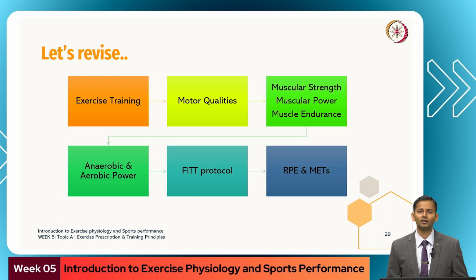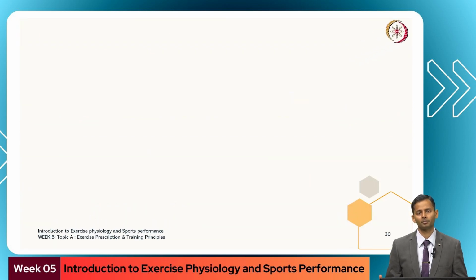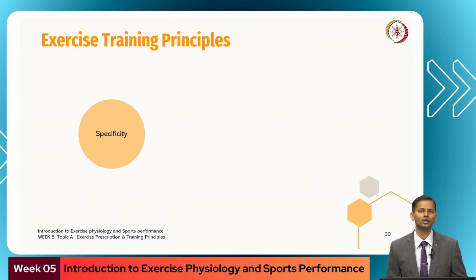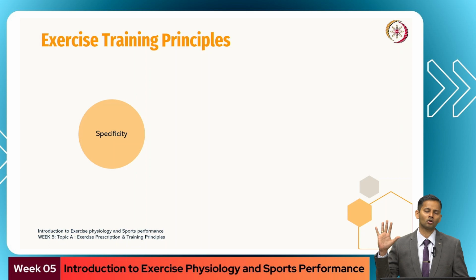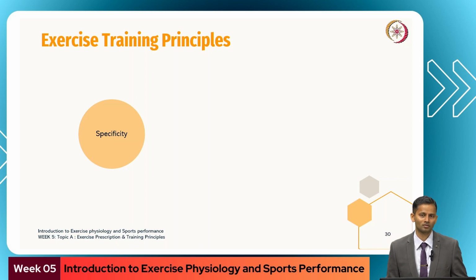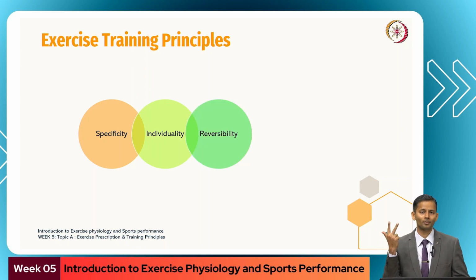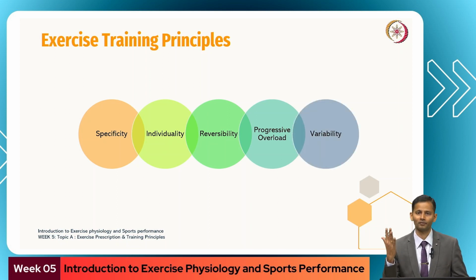So, having known some basic terminologies and the importance of motor qualities in exercise training and prescription, let's focus on some principles of exercise training. There are 5 principles of exercise training. They are the principle of specificity, principle of individuality, principle of reversibility, principle of progressive overload, and principle of variability.